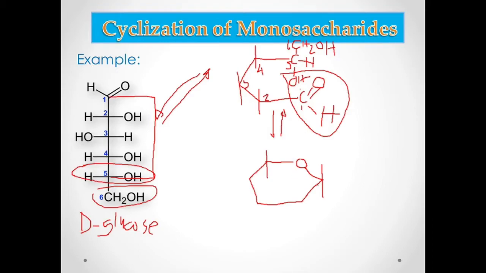Remember your carbon number 1 and your carbon number 5 reacted with each other, so there is an oxygen that links carbon number 1 and carbon number 5 because of this reaction. This will now be your carbon number 2, this will be carbon number 3, and this will be carbon number 4, that will be number 5, and your carbon number 6 is CH2OH.